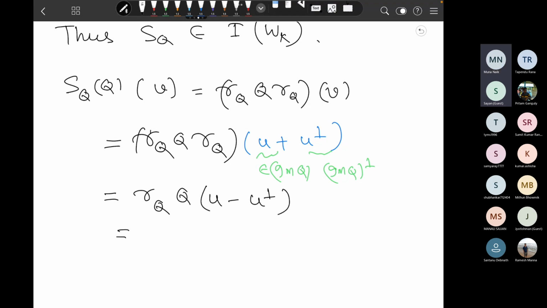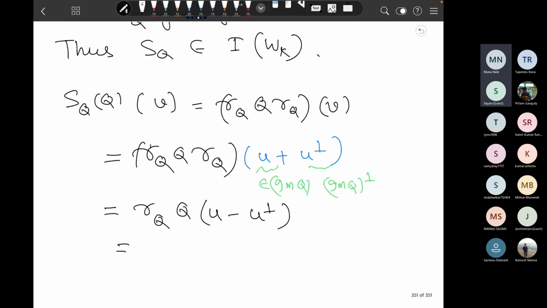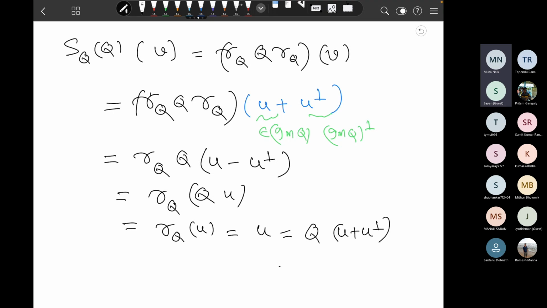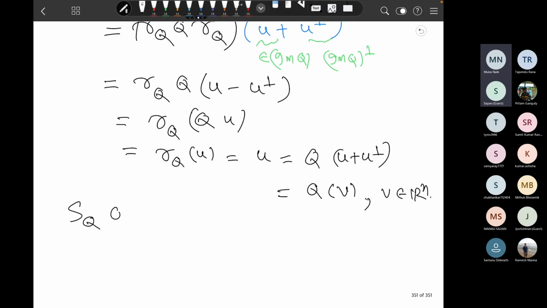Now u belongs to the image of q, and q is an orthogonal projection, so q of u is equal to u. So this is RQ of u. Okay, so let us write one step. RQ of q of u minus u perp is RQ of u, which is equal to u. And this is the same thing as q of v, and this happens for any v belonging to R^n. So that means SQ q is equal to q.